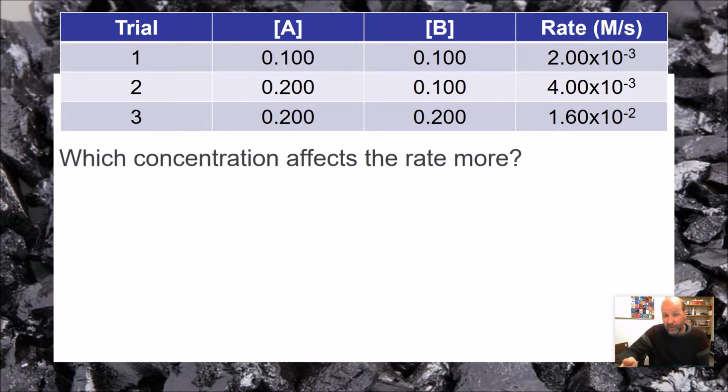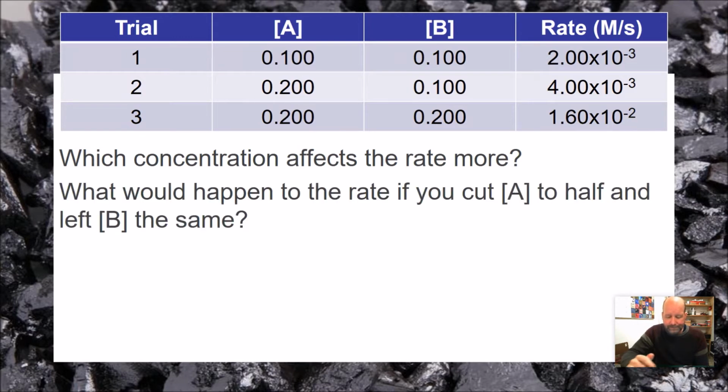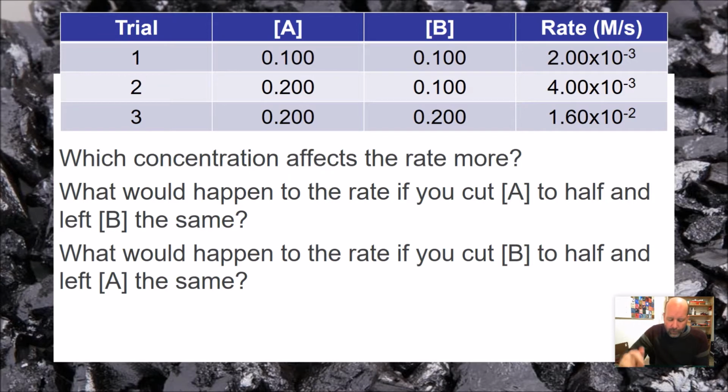So which concentration affects the rate more? I kind of already said this. We said doubling B makes the reaction 4 times as fast, and doubling A only makes it twice as fast. So it appears that B affects the rate much more dramatically than A does. So what happened to the rate if you cut A in half? What would happen if you cut B in half? Pause the video, answer those questions.